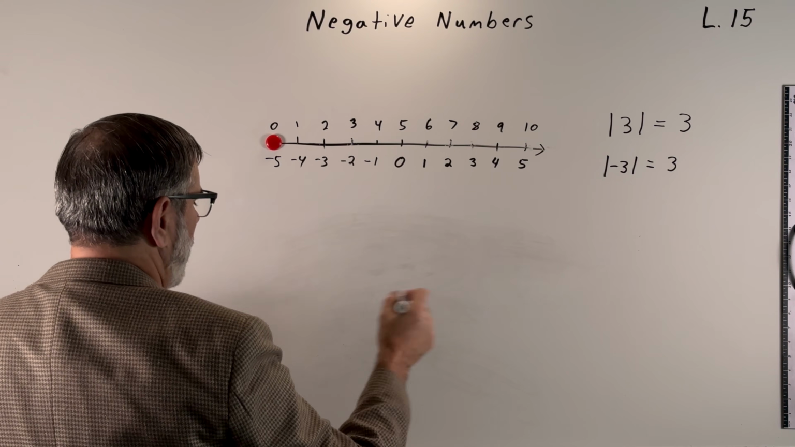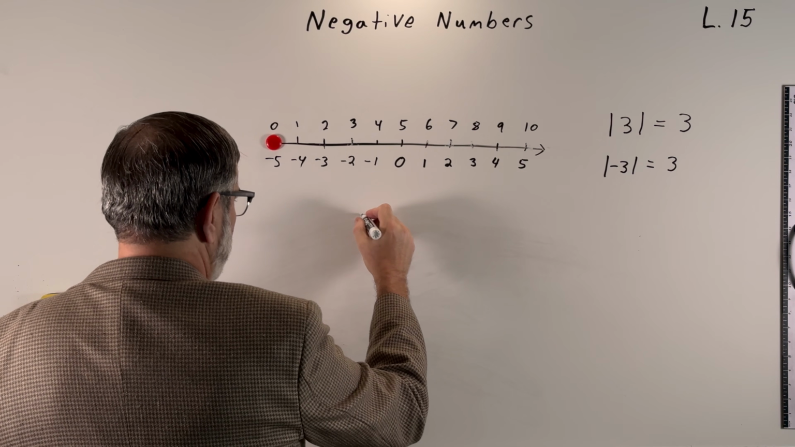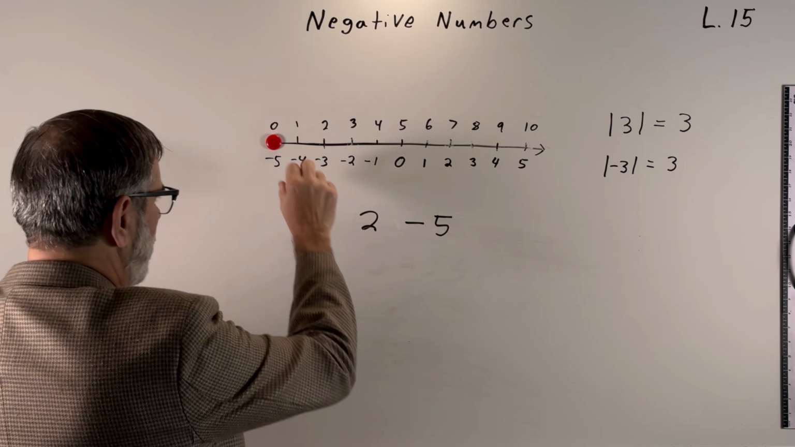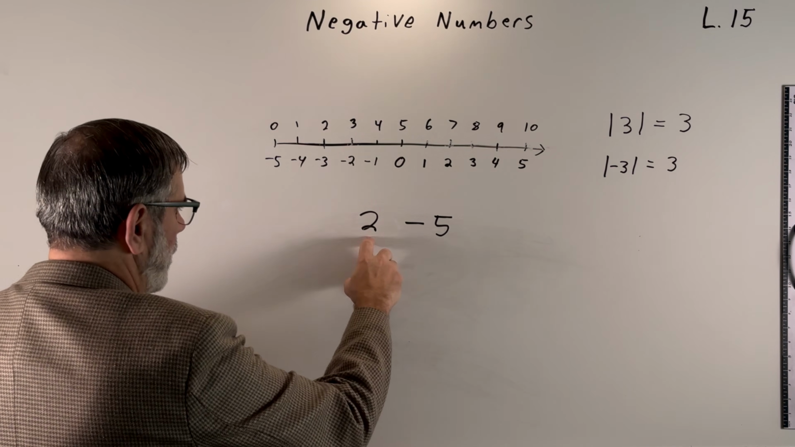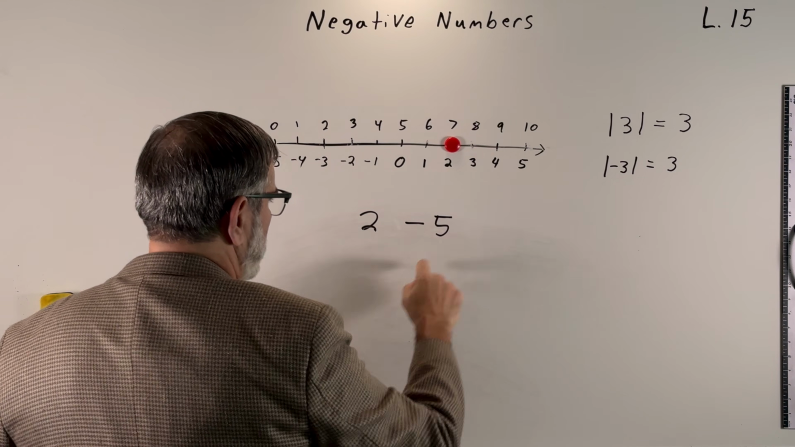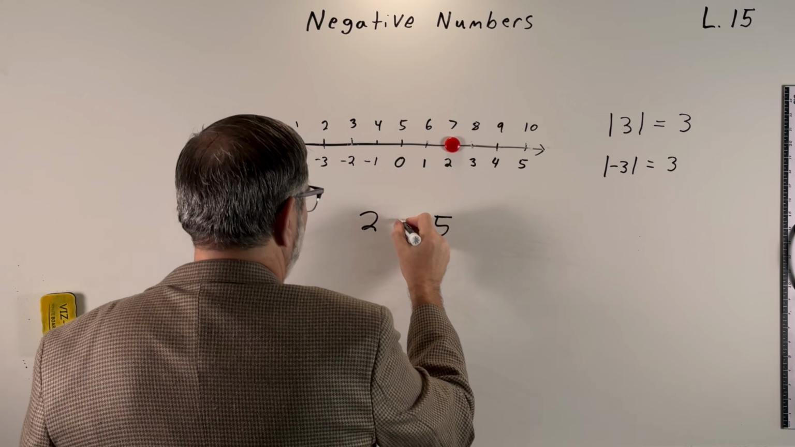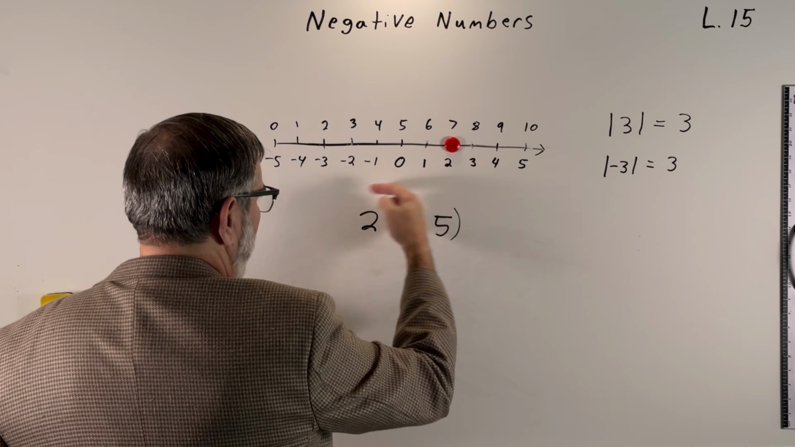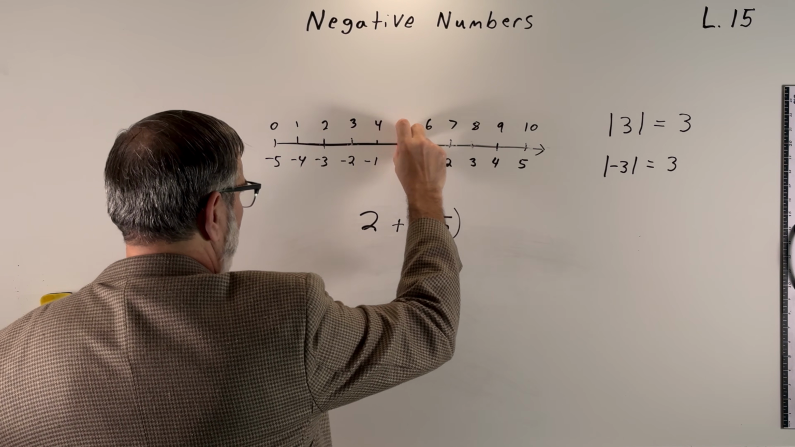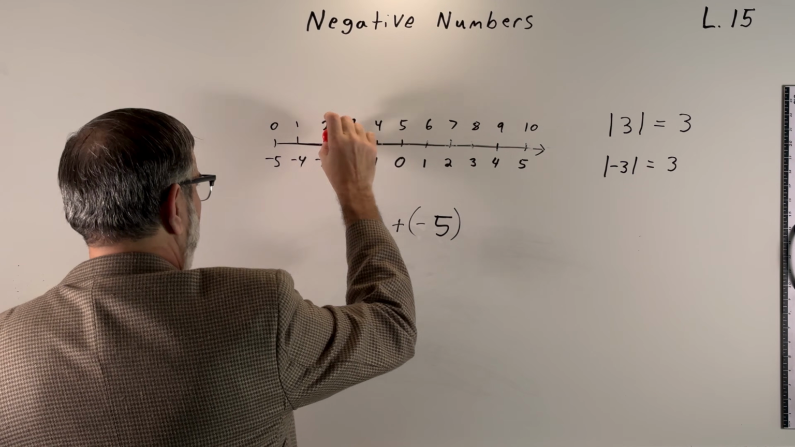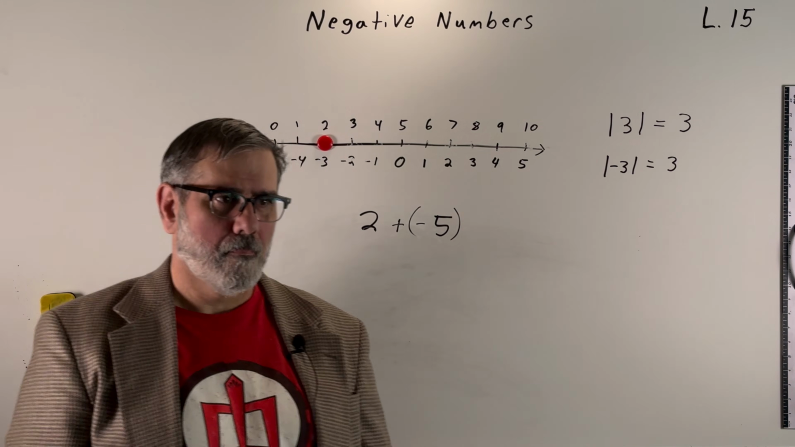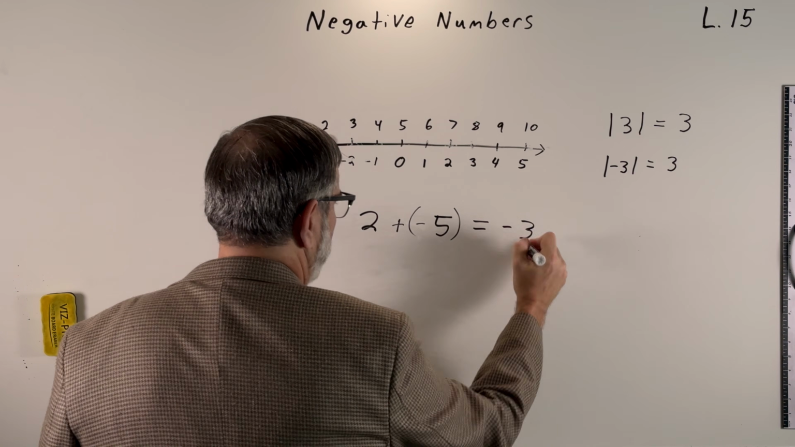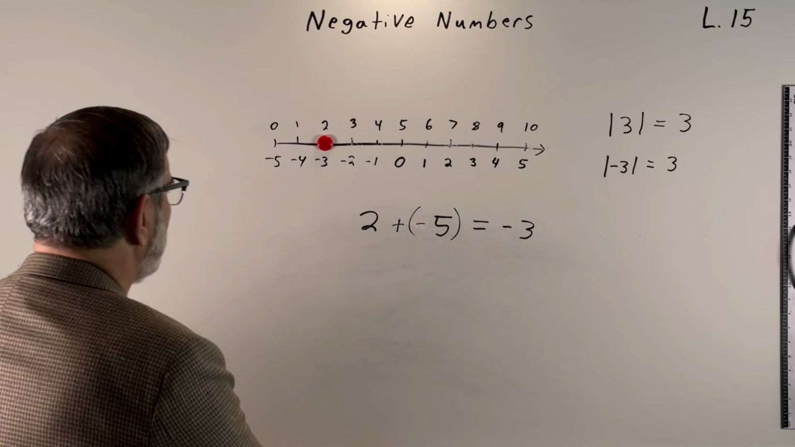So the original question that I opened the lecture with was, what is 2 minus 5? Using the method that we developed with the number line, that says to start at the point 2 and move 5 units. We can think of this as 2 plus minus 5, if you like. Start at the point 2 and move 5 units to the left: 1, 2, 3, 4, 5. So the answer to our question is that 2 plus minus 5 is equal to minus 3. Make sense? Yes.